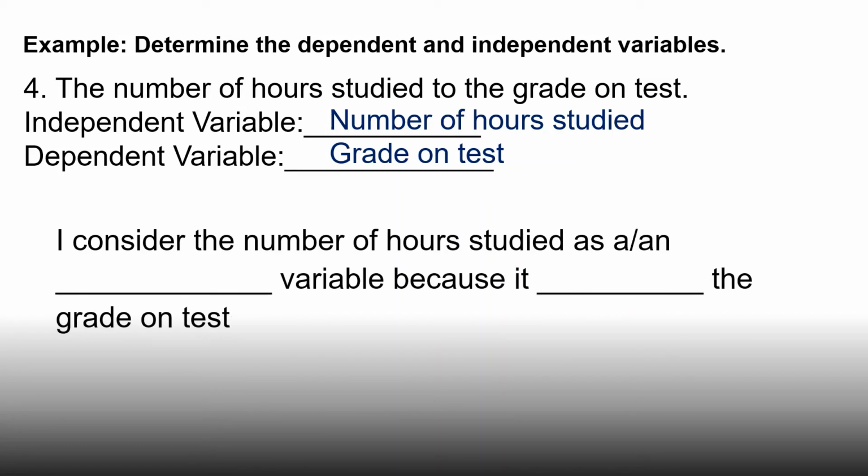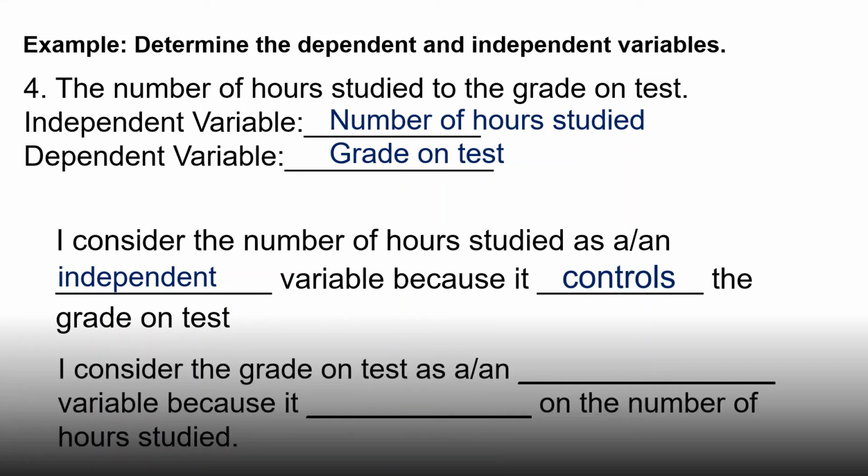Now, let's have the statement. I consider the number of hours studied as an independent variable because it controls the grade on test. And I consider the grade on test as dependent variable because it depends on the number of hours studied.